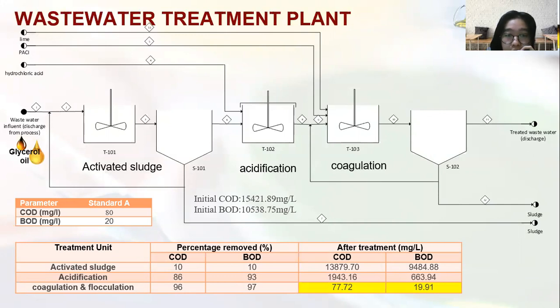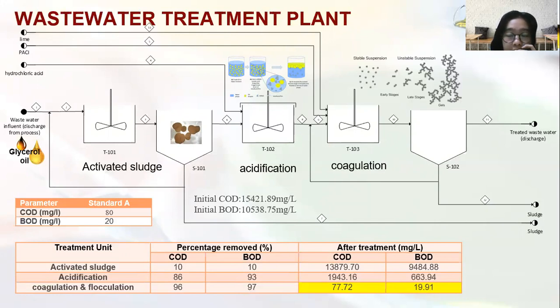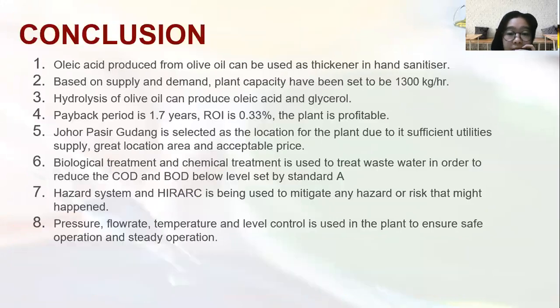So the wastewater treatment plant suggested starts by using biological treatment, which is the activated sludge system. And then we move on to acidification, where we intend to demulsify the glycerol soluble in the water. After the glycerol is separated out during the acidification, we use coagulation by using polyaluminum chloride and lime together as the coagulant to coagulate and flocculate the glycerol into a clump, and it will settle down in a settling tank. And the biomass will be generated out as a sludge, while the treated wastewater will be discharged to the environment.